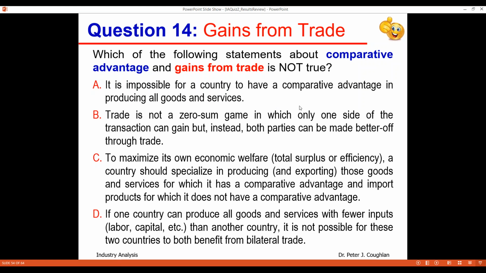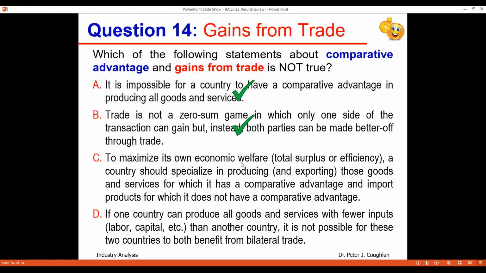It is impossible for a country to have a comparative advantage of producing all goods and services. I just said that ad infinitum. Trade is not a zero-sum game in which only one side of the transaction can gain, but instead both parties can be made better off through trade. That's exactly the notion of gains from trade. Both parties can be made better off.